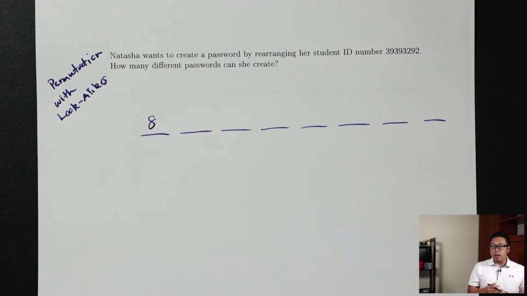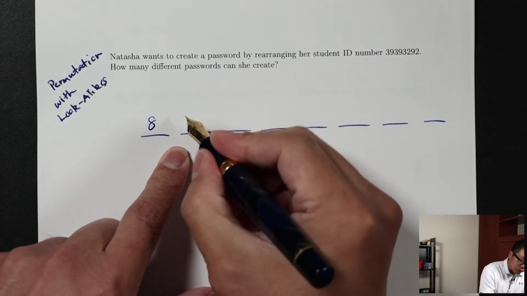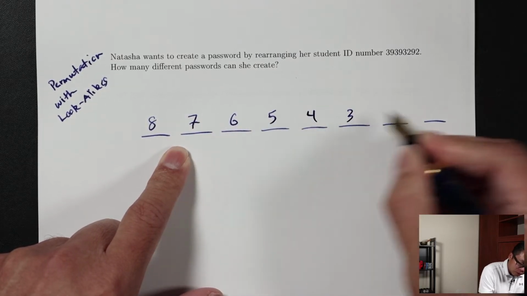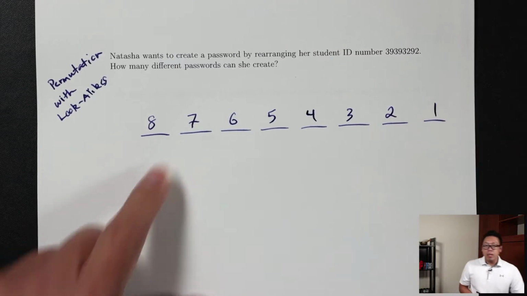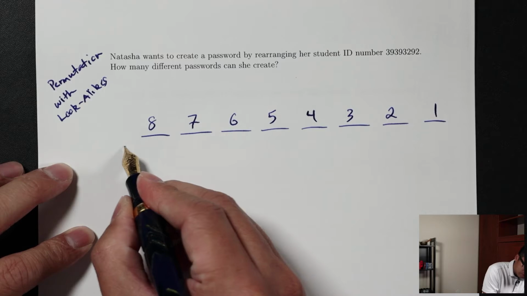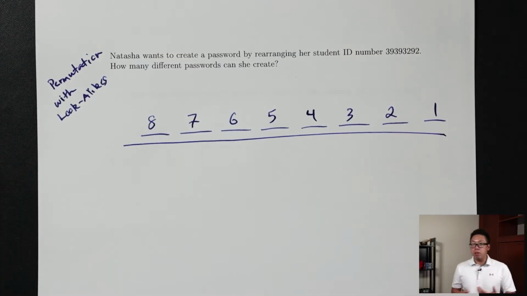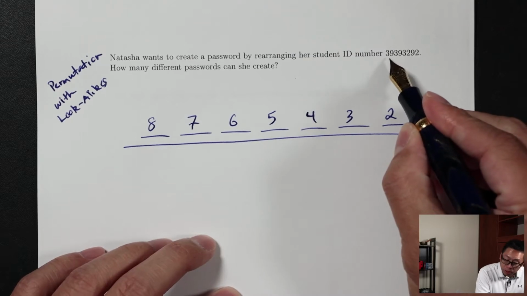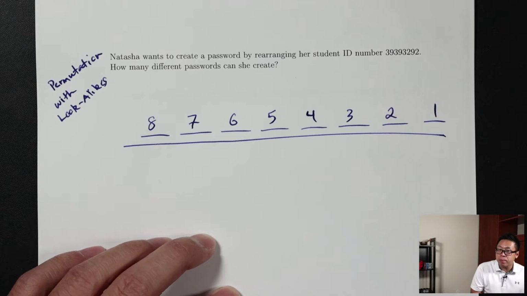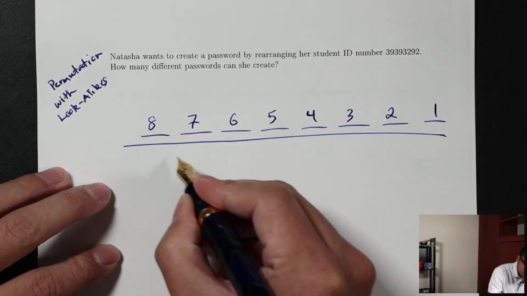And then because we're rearranging the word, we aren't going to repeat. So because I can't repeat, I have to reduce to 7, 6, 5, 4, 3, 2, 1. Now, because it's a permutation with lookalikes, I now have to divide by the characters that are repeated. So what's repeated? I have 3s that are repeated, and it's repeated 1, 2, 3 times. Okay, so I have to divide by 3 factorial.